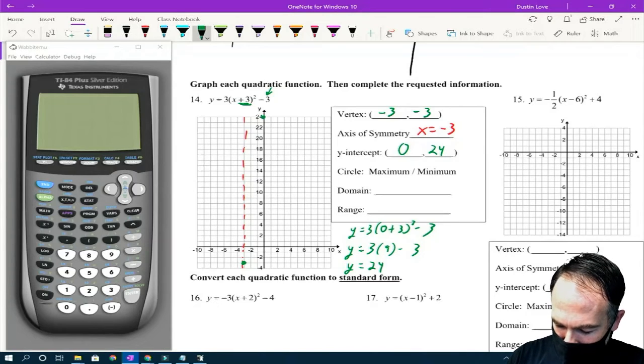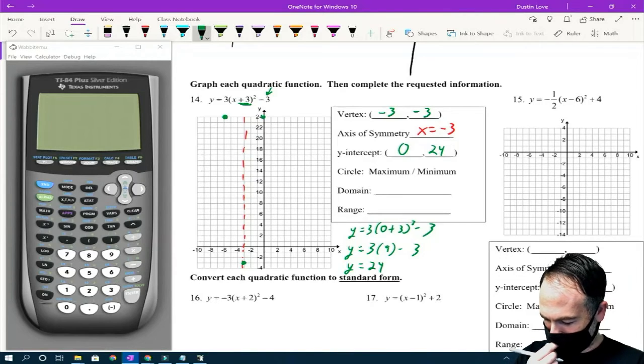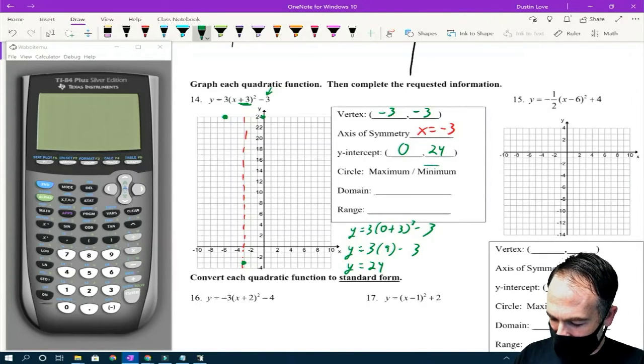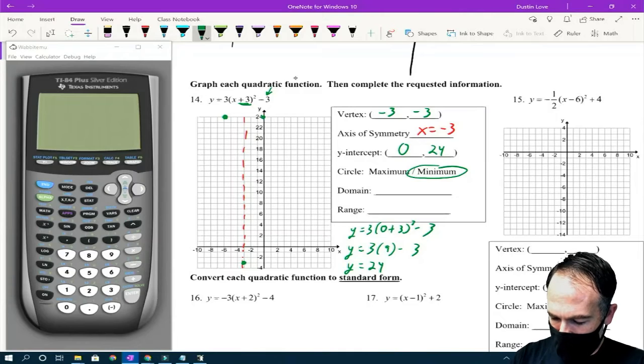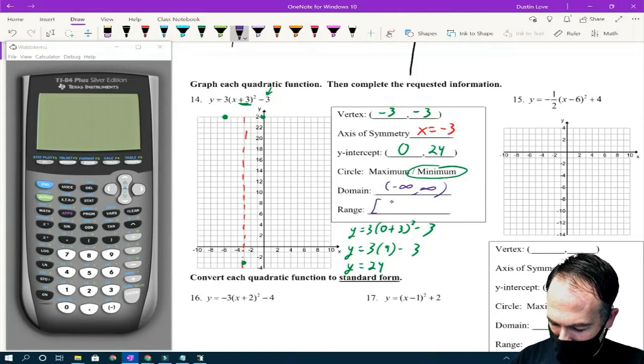Okay, so then we're going to reflect that point over. 1, 2, 3, 1, 2, 3. This one looks like it's going to be a minimum value. Domain, as always, is negative infinity to infinity. Range, the bottom is negative 3, the top is positive infinity.